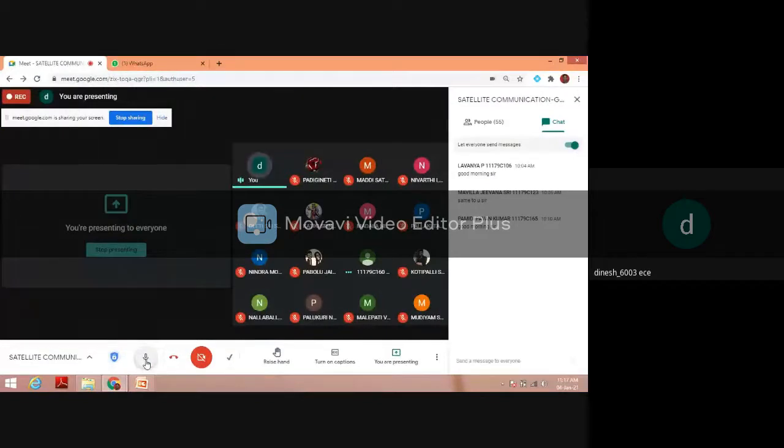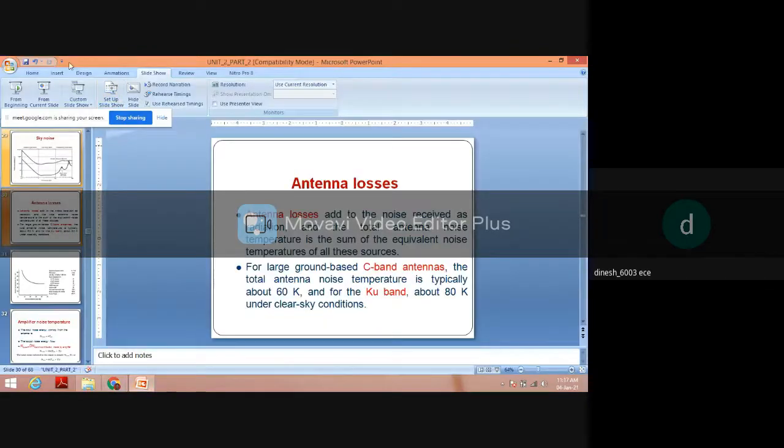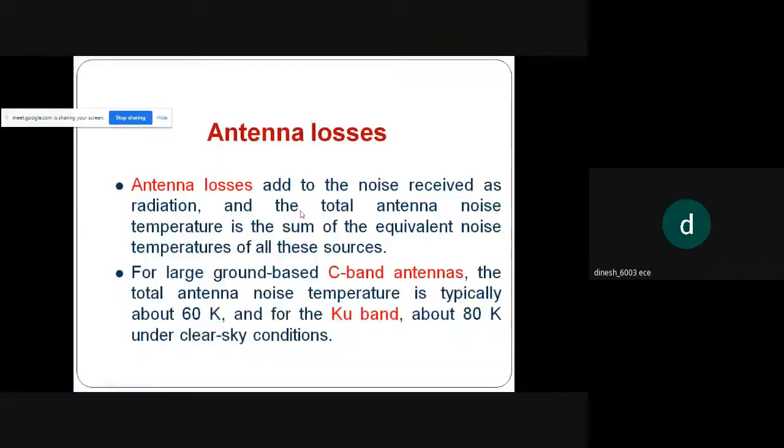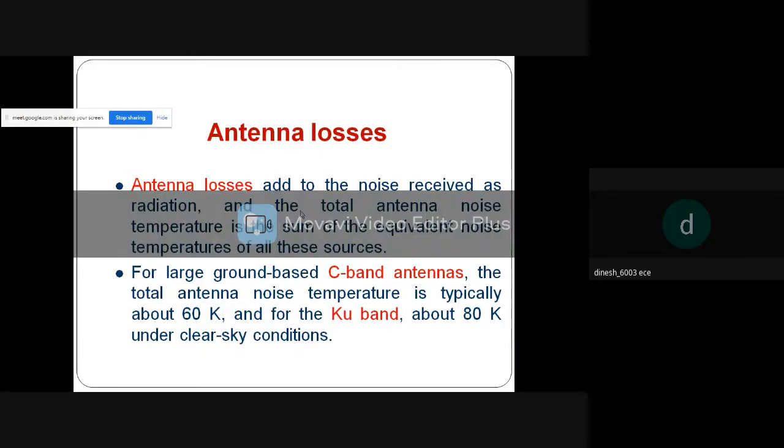Since I couldn't find any queries for this topic, I move on to the next topic, which is antenna losses. The antenna losses add to the noise received as radiation, and the total antenna noise temperature is the sum of all the equivalent noise temperatures of these sources.